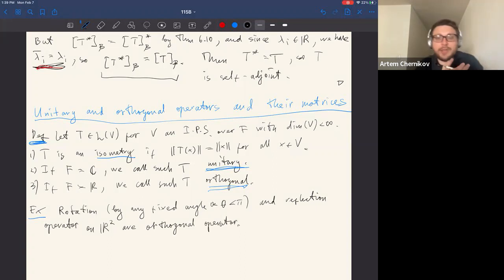Right? You can see this just geometrically. If you rotate a vector by a given angle, the length doesn't change, of course, because we are only rotating. And the same when you reflect, for example, around the x-axis or some other line. If you only reflect vectors, again the length doesn't change. Just the sign of the coordinate changes, but not the length, not the norm. Okay. So these are typical examples.